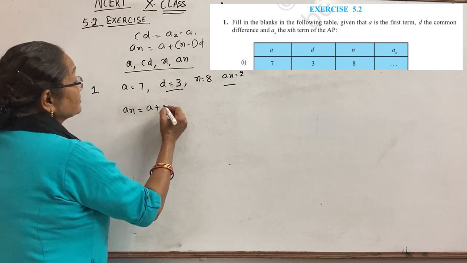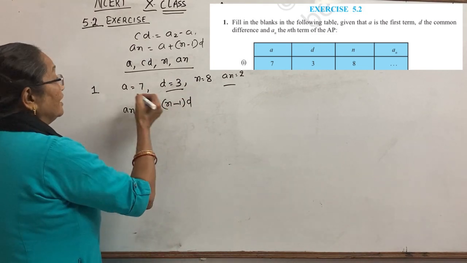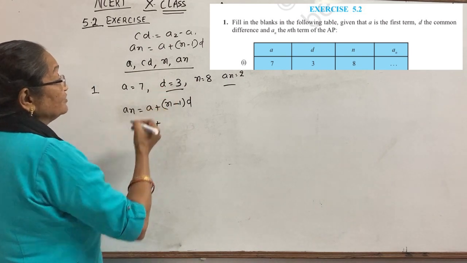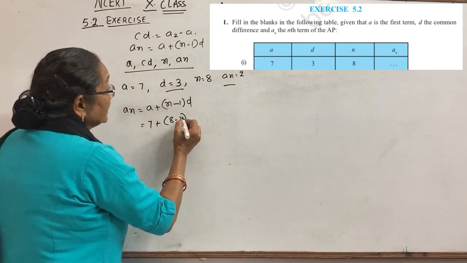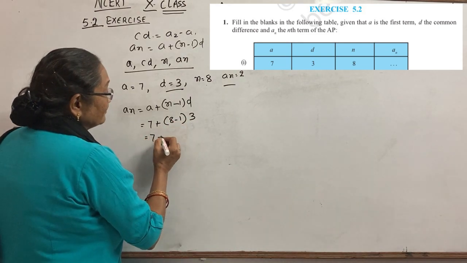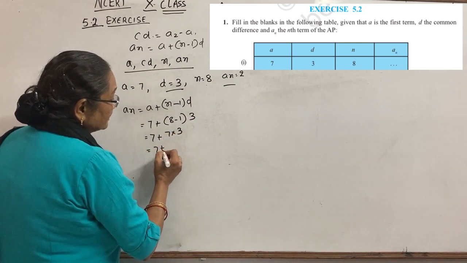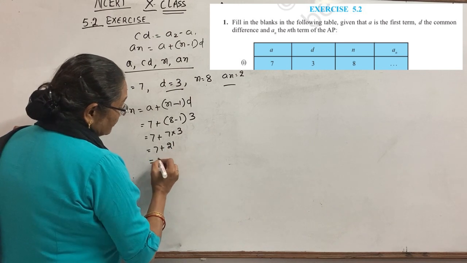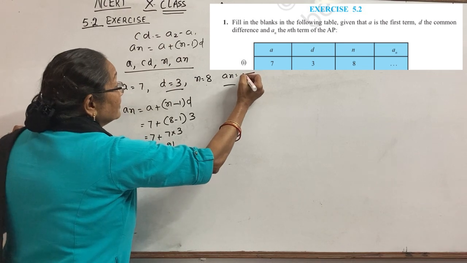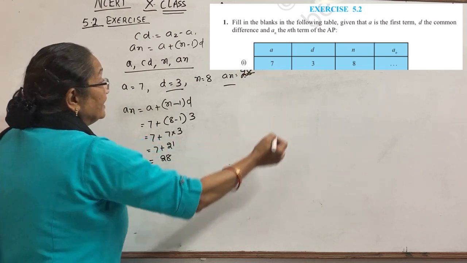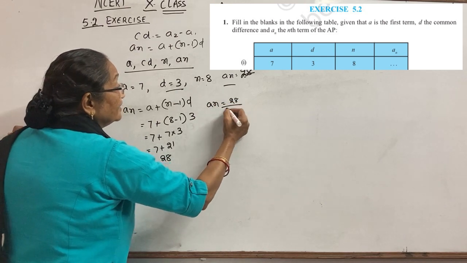Okay, an equals a plus n minus 1 into d. So our a is 7, putting the values of a and d, n is how much? 8, 8 minus 1, d is 3, that equals 7 plus 7 into 3, that is 7 plus 7 3s are 21, that equals 28. So where he has given the blank, you will write 28. Yes, nth term an equals 28, right?